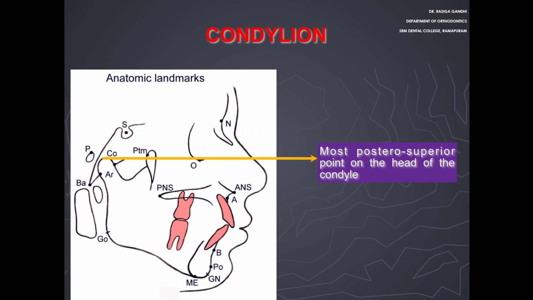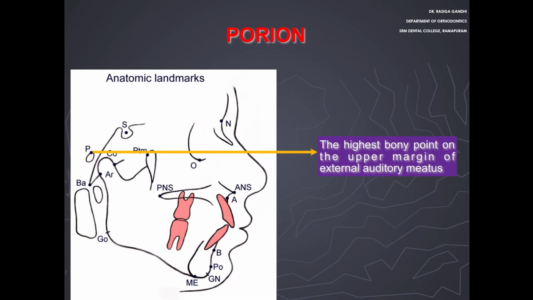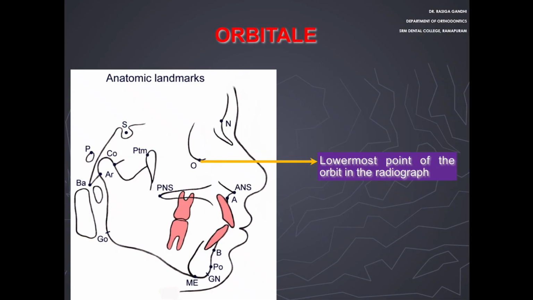Next, condylion is the postero-superior point on the head of the condyle. It is seen in the condyle region, that is condylion. The next point will be porion, and it is the bony point in the external auditory meatus, the upper margin. It is seen in the upper margin, that is called porion.